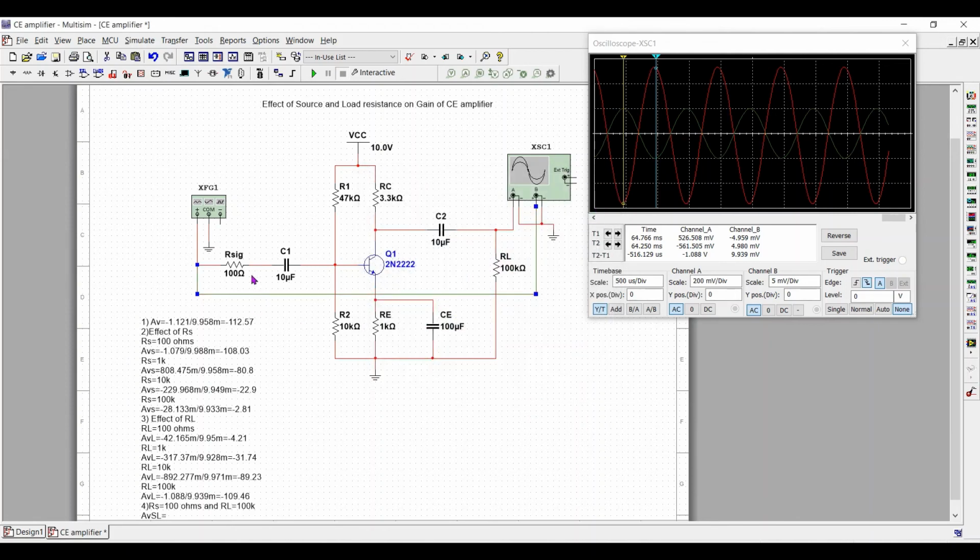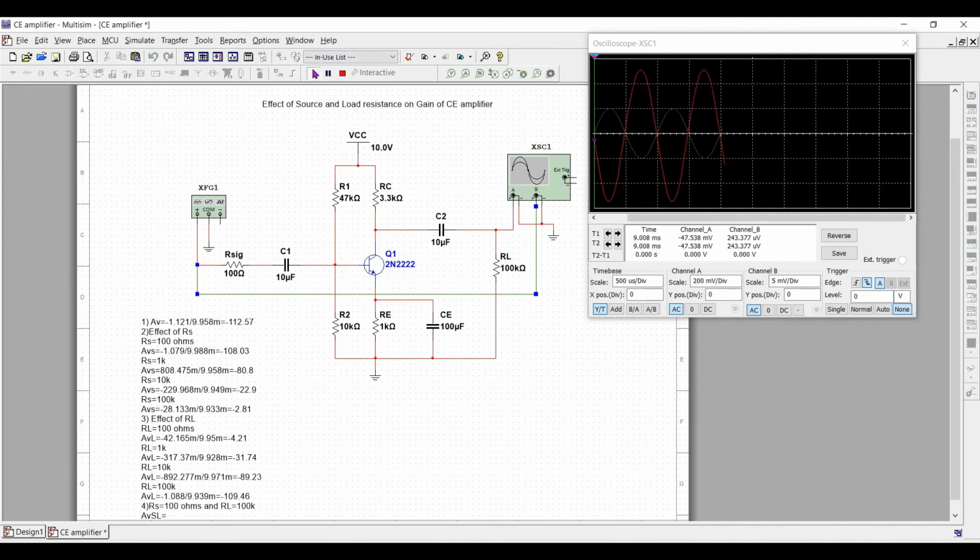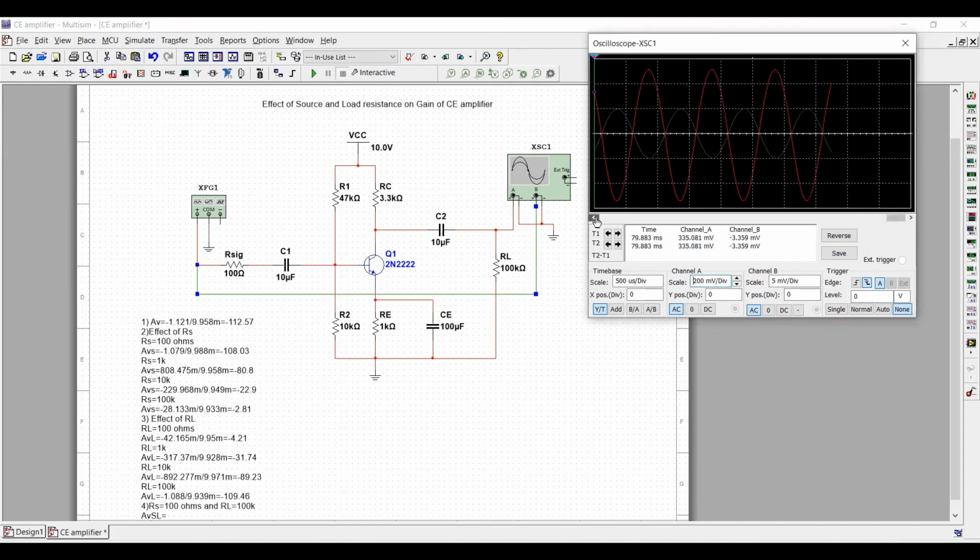This is with very less value of source resistance and very high value of load resistance. So the gain should be nearer to the gain without Rs and RL. It will not be the same as without Rs and RL because we are connecting some value, but it should be nearer to that. So 108, 107, something like this. Simulate it. Observe the waveform.